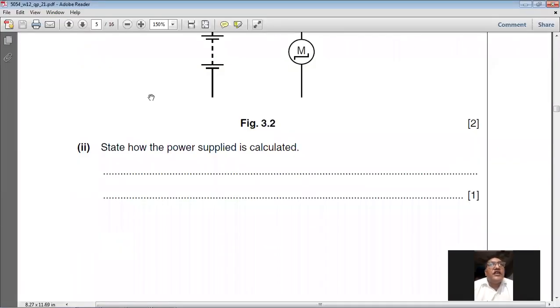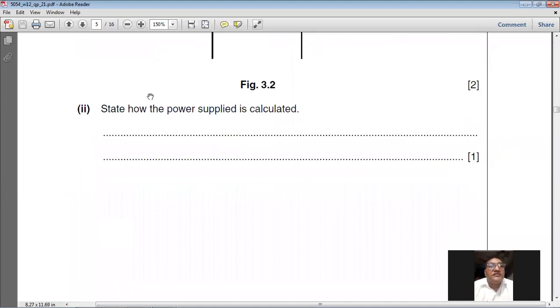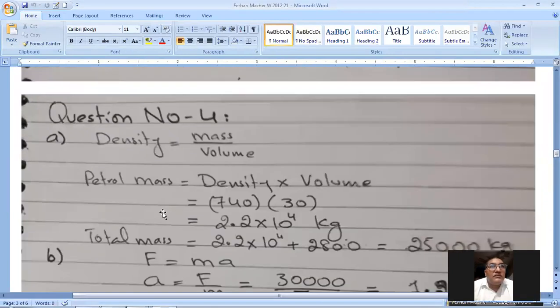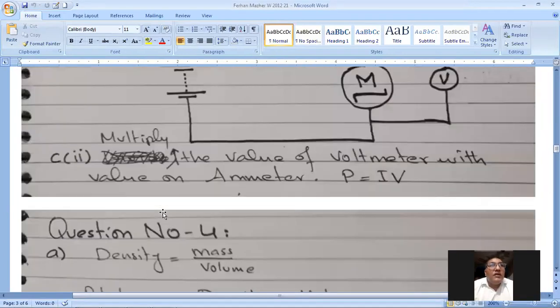Okay, it was a 2-mark question. State how the power supplied is calculated. The formula of the power is equal to IV. So I will take the reading on the ammeter, note down the reading on the voltmeter, and multiply them with each other. Multiply the value of the voltmeter with the value on the ammeter. The formula we use is power equals IV. Very simple question.